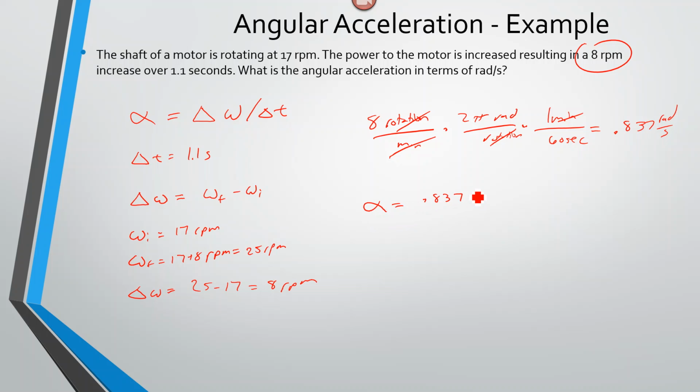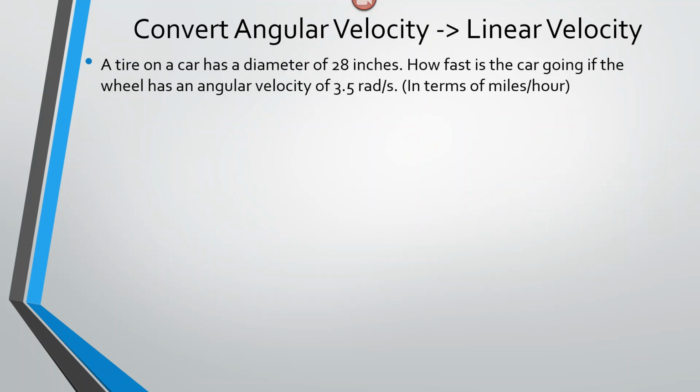So all we have to do is 0.837 radians per second divided by 1.1 seconds. This also can be looked at as 0.837 radians per second times 1 over 1.1 seconds equals 0.76 radians per second squared. Alright. And we want to do a couple more problems.